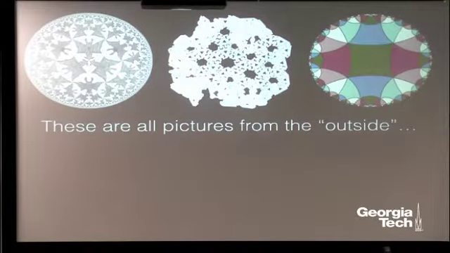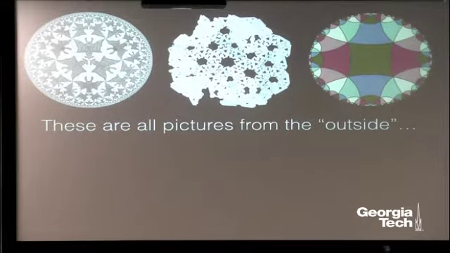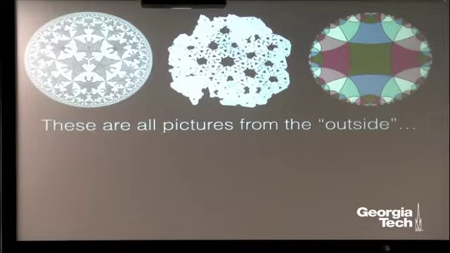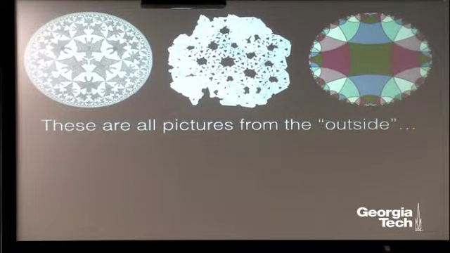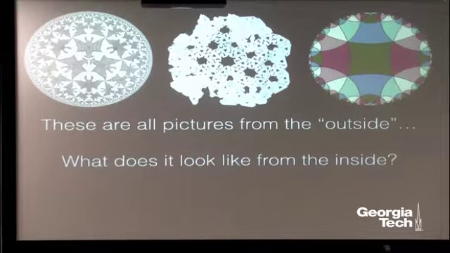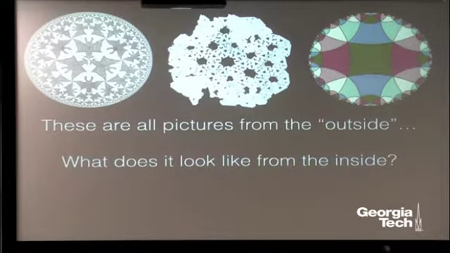But all of these models, looking at the blanket, looking at the Escher lithograph, looking at the 3D print, all of these are models from outside the hyperbolic plane. We really want to see what it looks like inside. And so this is where virtual reality is going to come in handy. So we're going to do this using one principle.